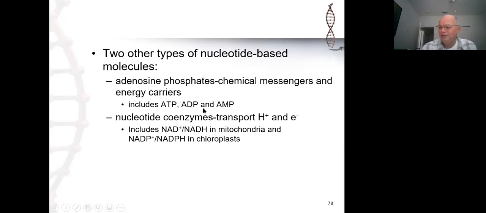fact that this is another highly specialized role for nucleotides, and these are related to the equivalent RNA nucleotides. So this is adenosine triphosphate and adenosine diphosphate and adenosine monophosphate. So it's the A nucleotide of RNA, and this is nicotinamide adenine dinucleotide. So again, it's related to the RNA nucleotide, not the DNA nucleotide.